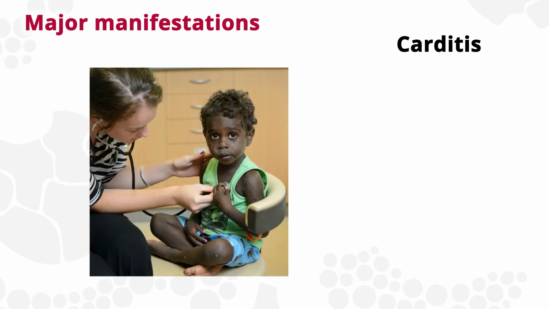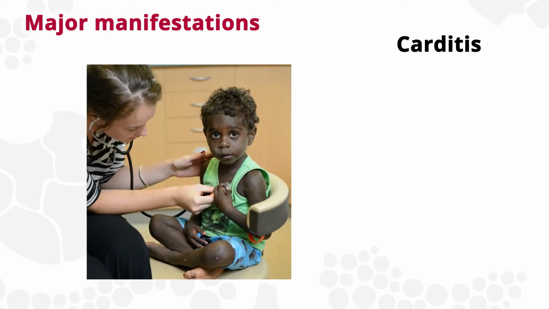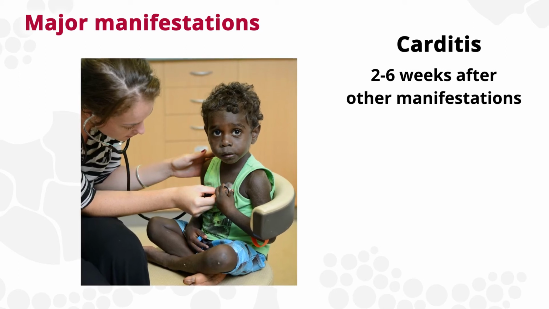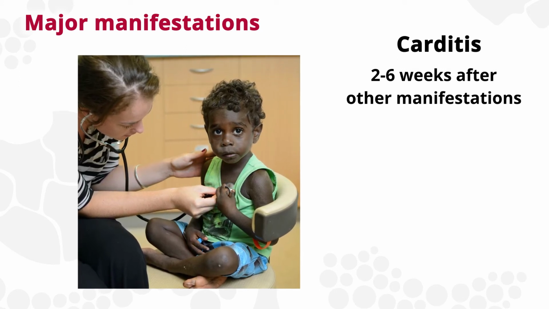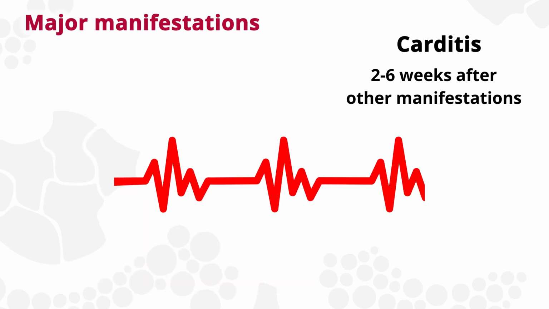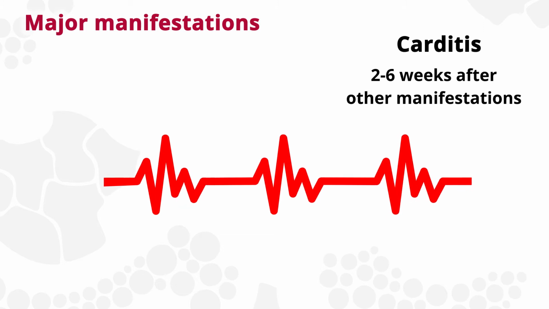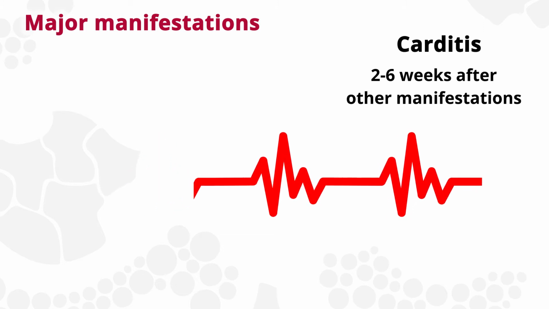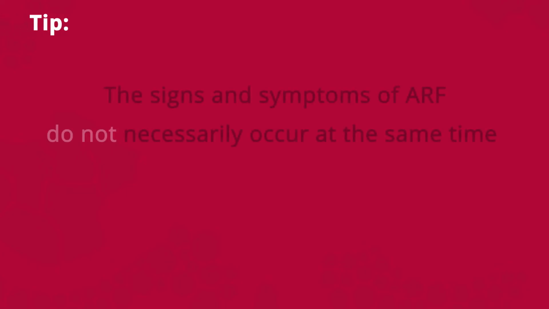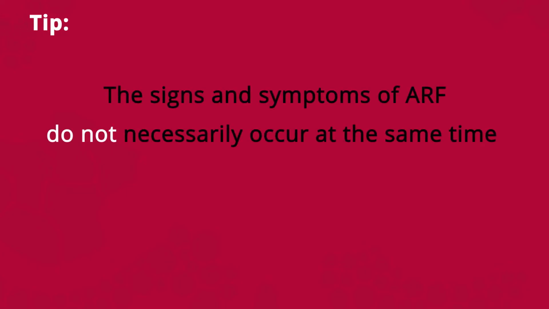It is often asymptomatic. It can occur up to 2 to 6 weeks after other manifestations of ARF, so the correlation with acute rheumatic fever can be missed. It is important to perform a 12-lead electrocardiogram, an ECG, and organise an echocardiogram if ARF is suspected. Tip: the signs and symptoms of ARF do not necessarily occur at the same time.